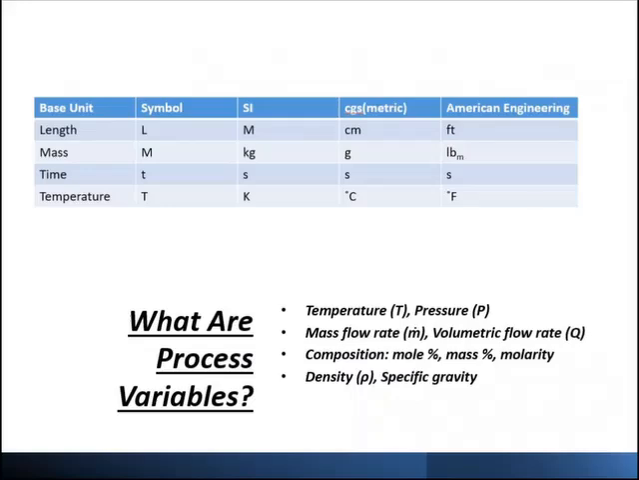Before we start talking about processes, we need to learn how we're going to describe them. We're going to use something called process variables. These are measurable quantities that define the system. Here are some of the most important ones. We're going to have temperature and pressure, which deal with how hot or compressed the system is. We're going to be dealing with flow rates, which is how much mass or volume is moving per unit of time. We're going to be dealing with a lot of compositions, which is how much of a substance is present, often found in mole percentages or mass percentages. We're going to be dealing with density and specific gravity, which is how heavy a fluid is compared to water. We're going to see these over and over again, and it's crucial you know the definitions of each variable.